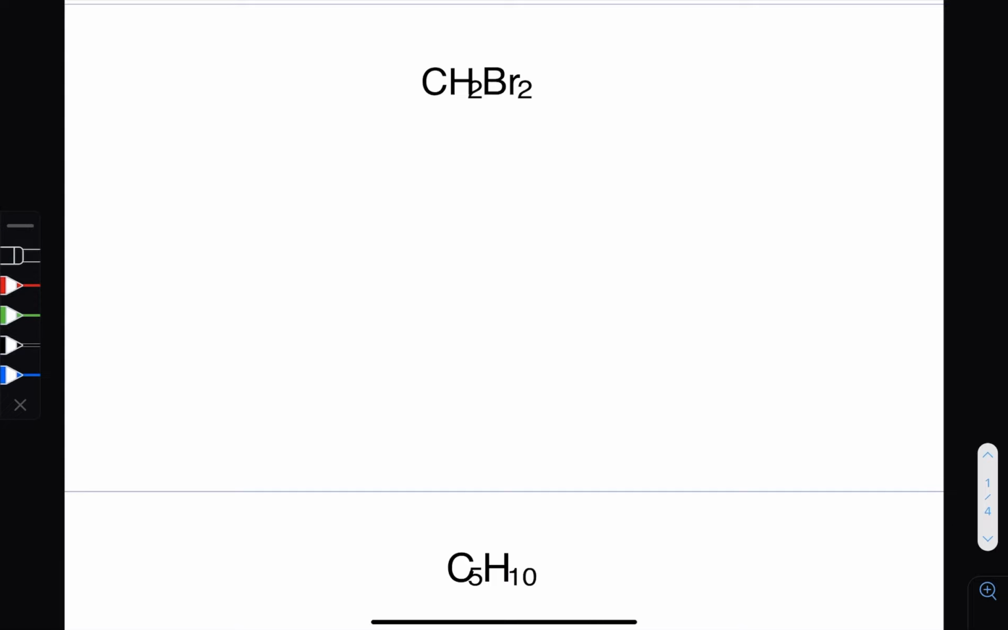So let's take a look at CH2Br2, and again you'll have to ignore the formatting weirdness that is caused by going from PowerPoint to PDF. It doesn't seem to like the subscripts. But anyway, CH2Br2, let's talk about the full structural formula.